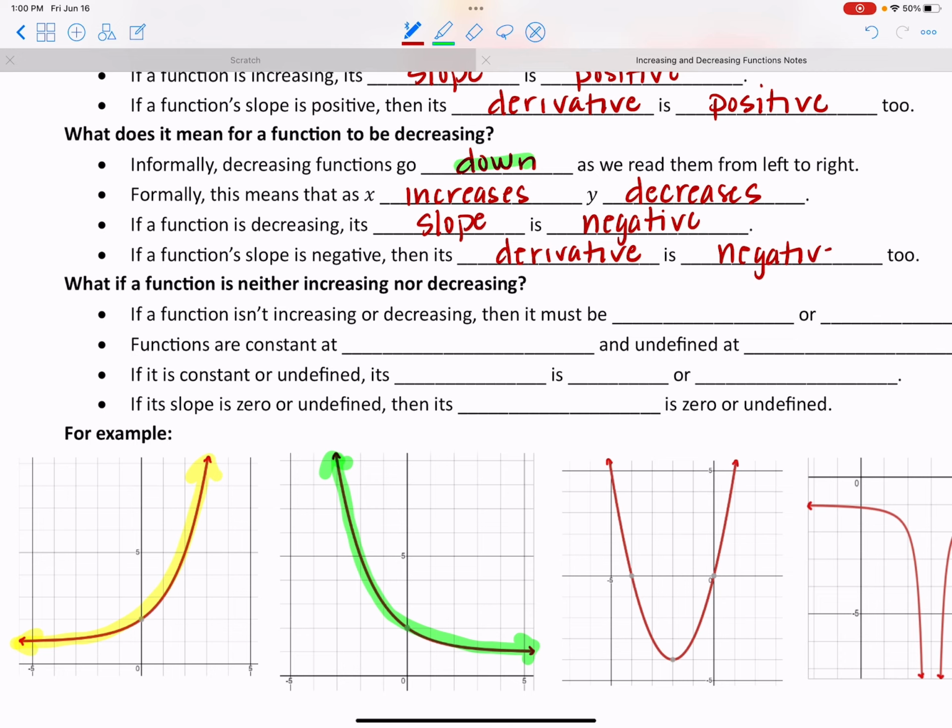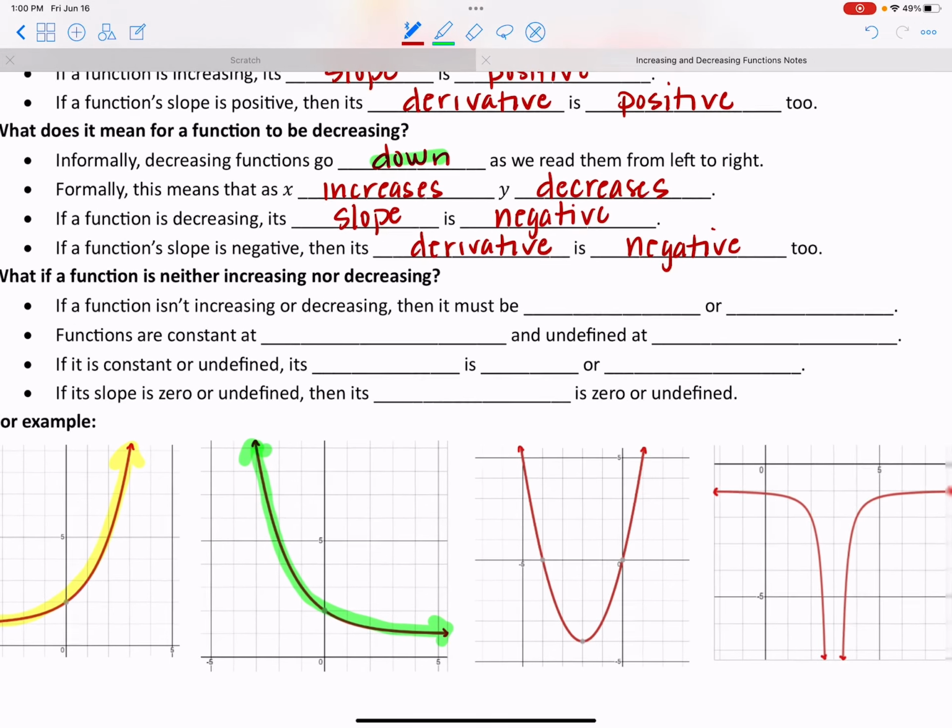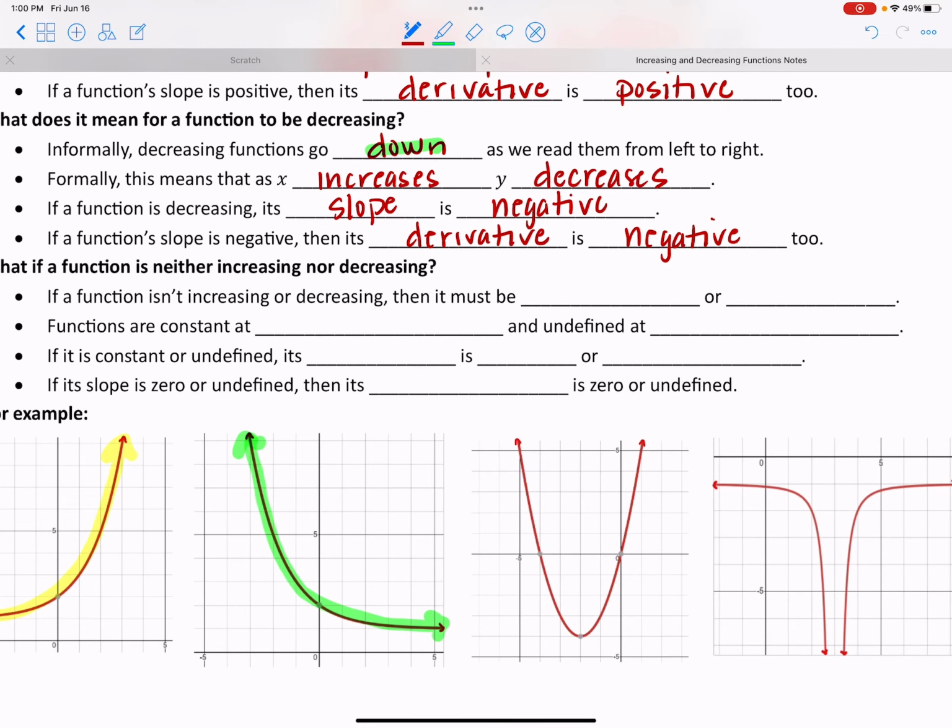Okay, and then what if our graph is neither increasing nor decreasing? We'll see that in the next couple of pictures here. If we're not increasing or decreasing, there are a couple of things that could be happening. One, we might not have any function defined where we're looking, but if we are looking at where a function is defined, it could be that our function is constant, or it could be that our function is undefined.